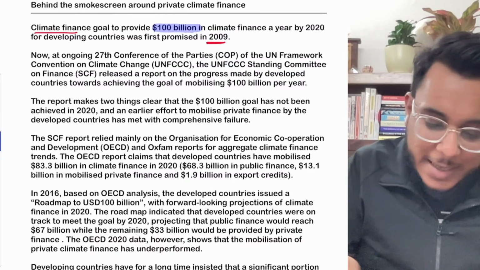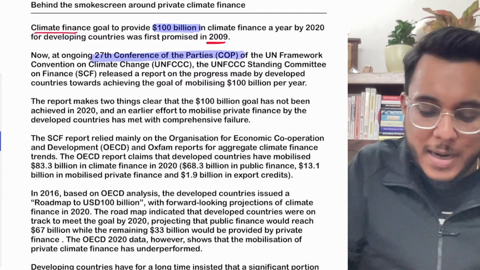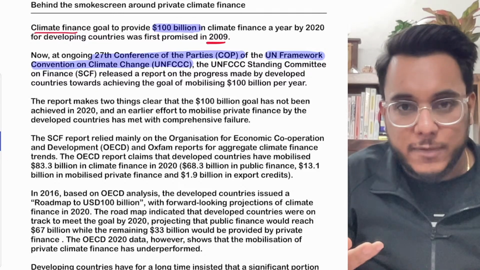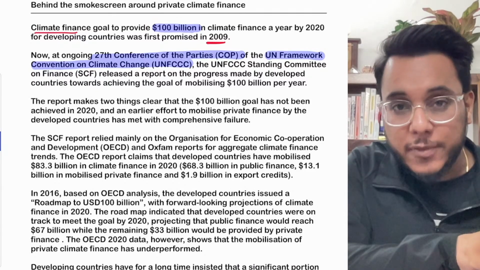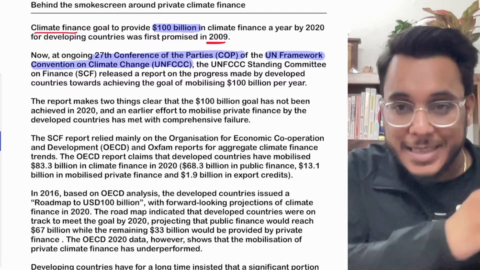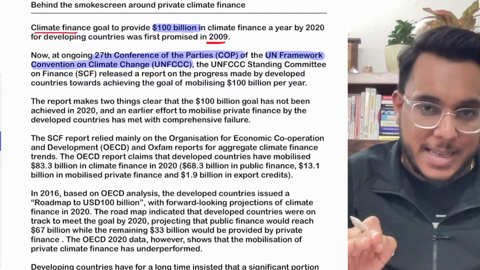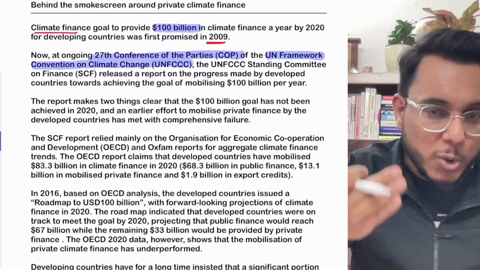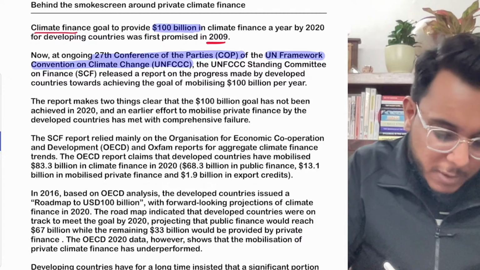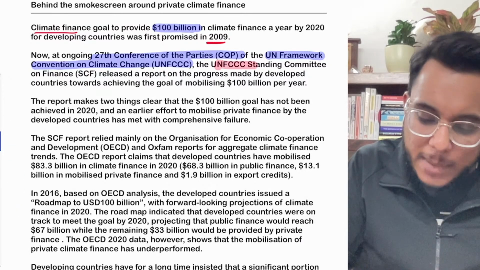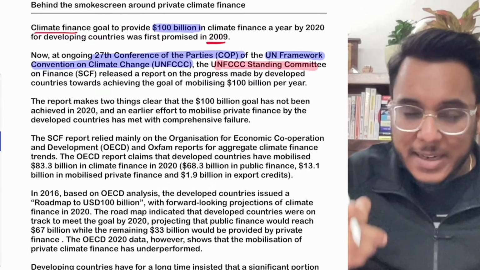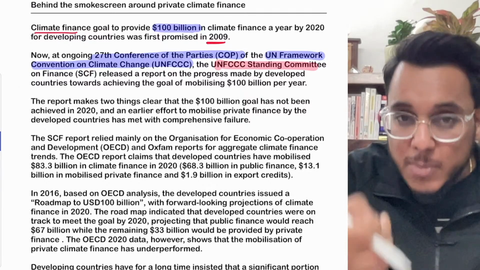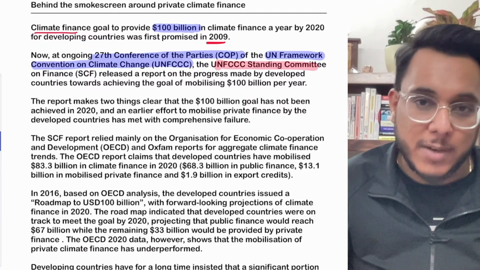Okay, now, right now, there is the 27th Conference of Parties of the UN Framework Convention on Climate Change. So under the UNFCCC, right now the 27th Conference of Parties is going on in Egypt. These negotiations will be over by 18th of November. Okay, so they are going on. And as this UNFCCC COP27 is going on, the UNFCCC Standing Committee has released a report, and in this report they have provided how much finance has actually been made available to the developing countries by the developed world.